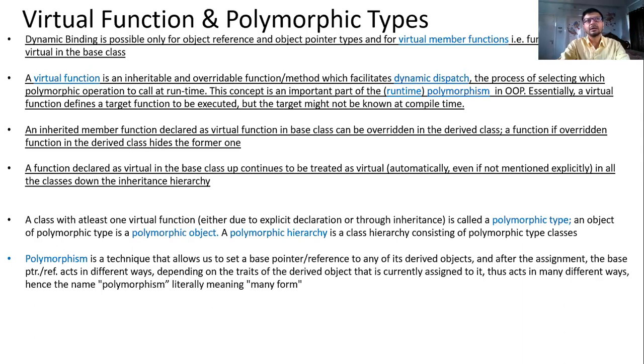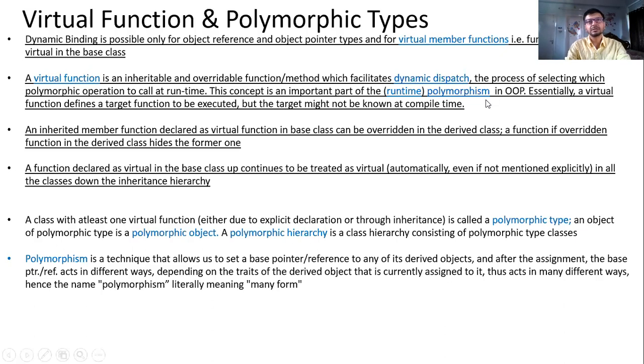And to ensure that the binding of a function body with its call is dynamic, we have to label that particular function as virtual in the corresponding class where it is defined. So the virtual function is an inheritable and overridable function or method which facilitates dynamic dispatch, and the process of selecting which polymorphic operation to call will be at runtime if we do so.